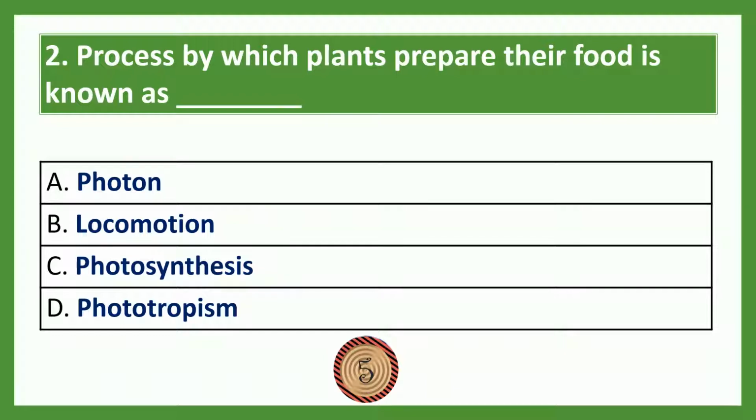Which of these is not a modified root? Option A, sweet potato. Option B, garlic. Option C, turnip. Option D, radish. The answer is garlic. Garlic is a modified stem. Sweet potato, turnip and radish are modified roots.